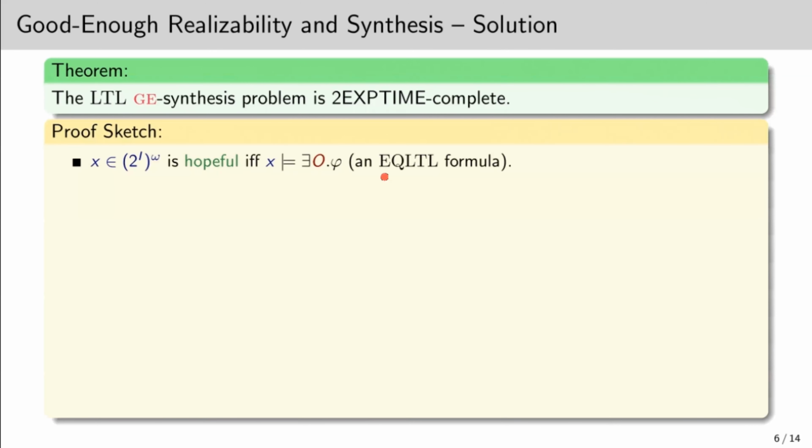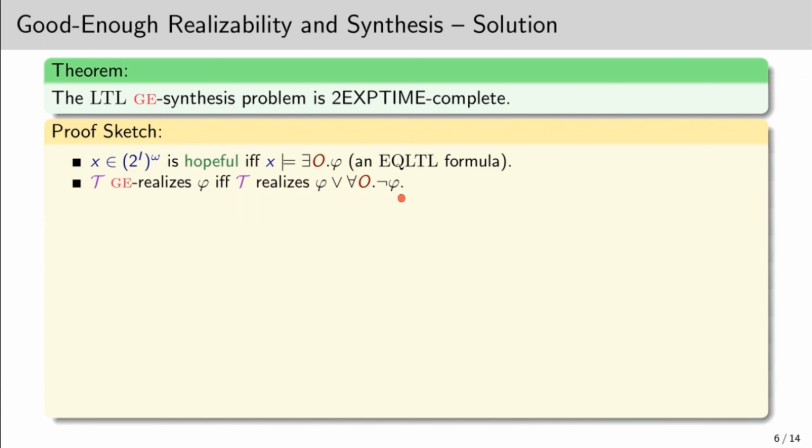We first employ the logic QLTL, which extends LTL with some quantification. We can use it to state the fact that X is hopeful by saying that X satisfies the formula exists outputs such that phi. Because indeed, X is hopeful exactly when there exist matching outputs such that the induced computation satisfies phi. This is what exists outputs such that phi means. We can now say that a transducer T GE realizes phi if and only if T realizes, in the traditional sense, the formula phi or for all outputs not phi.